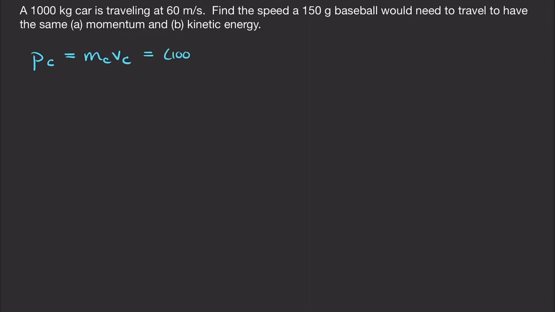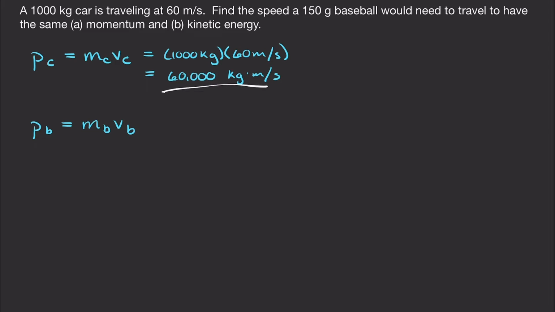So that will be 1,000 kilograms times 60 meters per second, or 60,000 kilogram meters per second. So now for the baseball, the momentum of the baseball will be the mass of the baseball times the velocity of the baseball. And we know what the momentum needs to be. We want the same momentum as the car, and we know the mass of the baseball, so we need to solve for the velocity of the baseball just by dividing by m.